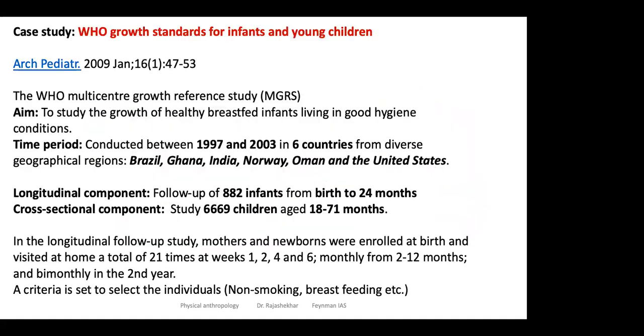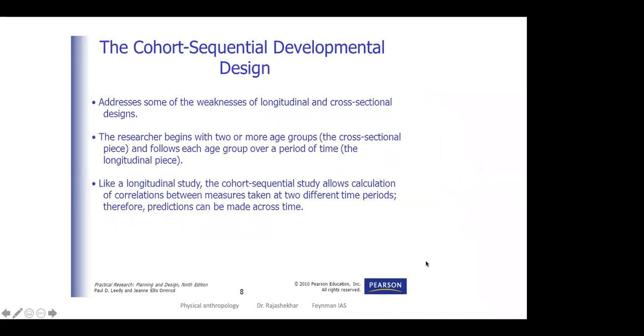Correct. So in a way, as explained here, the researcher begins with 2 or more age groups, which is the cross-sectional component of it. They collect more sections and follow each age group over a period of time, which is a longitudinal component.